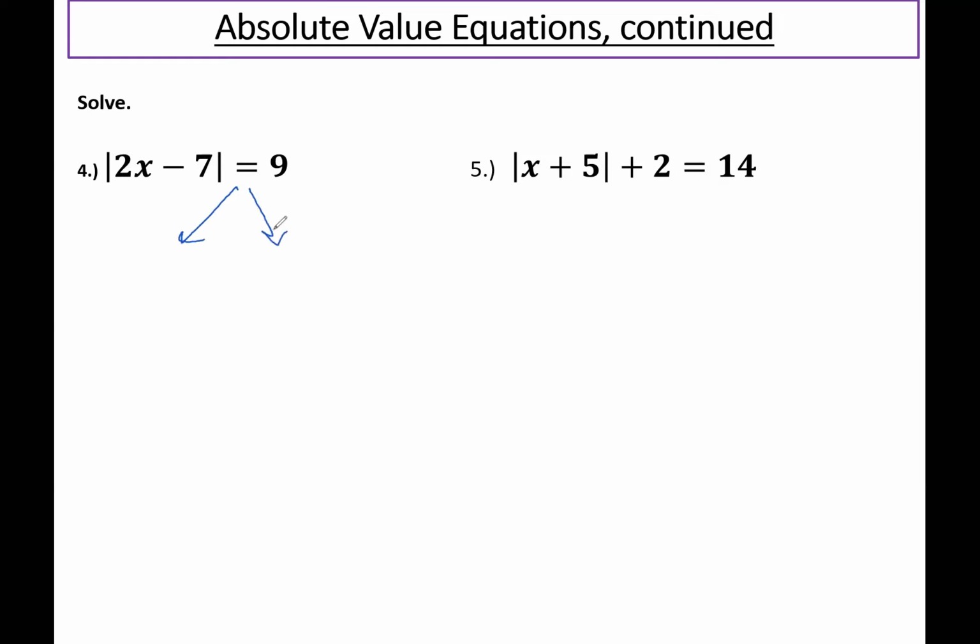Now our 2 problems, if this was just the absolute value of x, we would say x could be equal to -9 or x could be equal to +9. We're just going to do that with 2x minus 7 instead. So 2x minus 7 could equal -9, or 2x minus 7 could equal +9. Those are my 2 possibilities. Now we're going to solve each one. We have 2 different equations. We're going to solve each equation and we'll end up with 2 different answers.